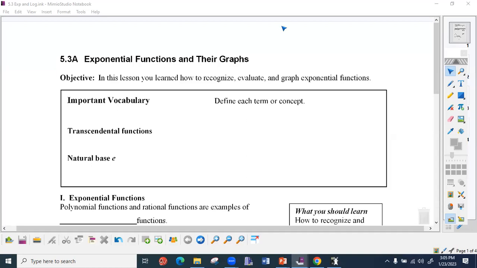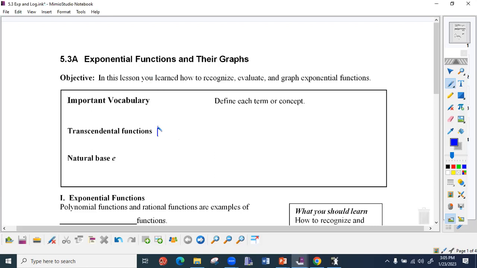Anyways, we're going to go through this, and if it doesn't feel like a review, let me know, but hopefully it does. The first thing we're going to talk about is the definition: transcendental functions. What is a transcendental function, you ask? It's functions that are not algebraic. Up until this point, we've been working with algebraic functions.